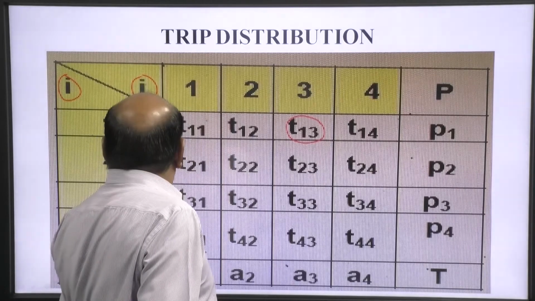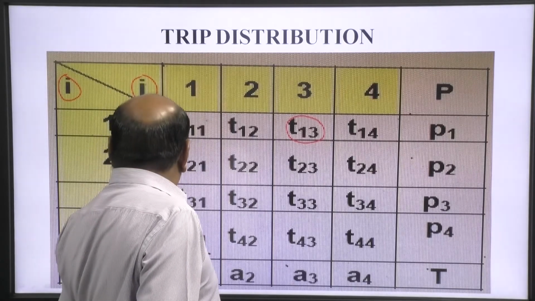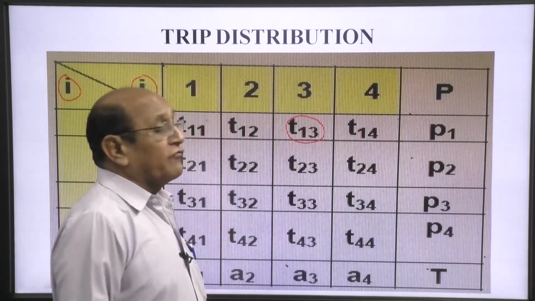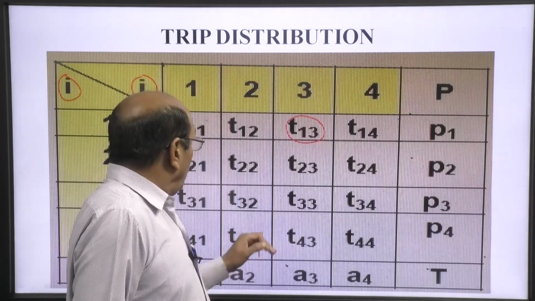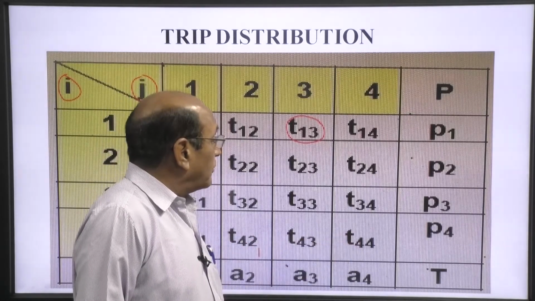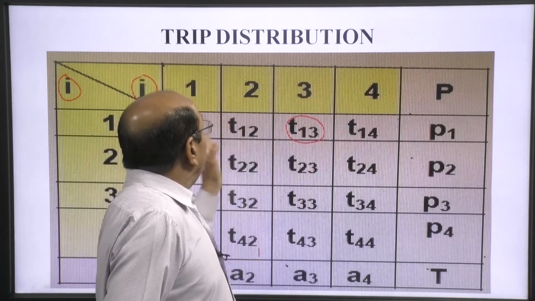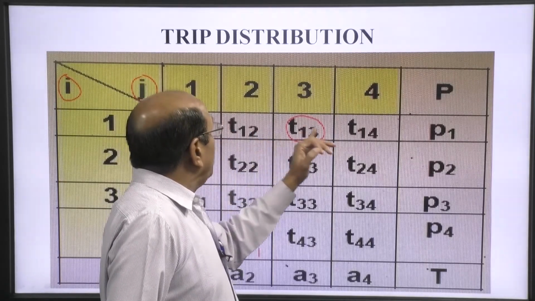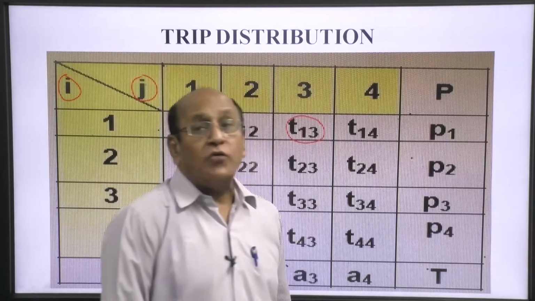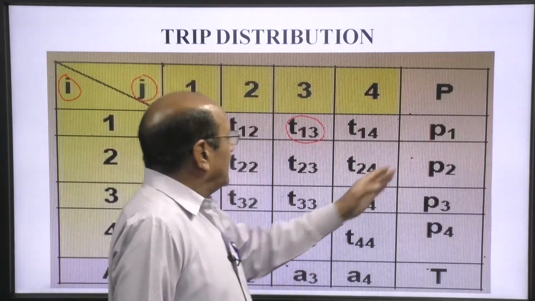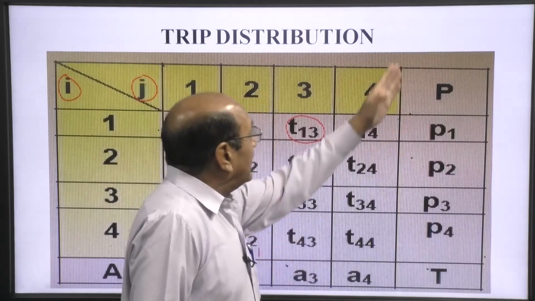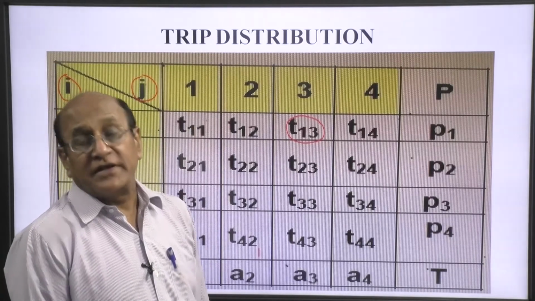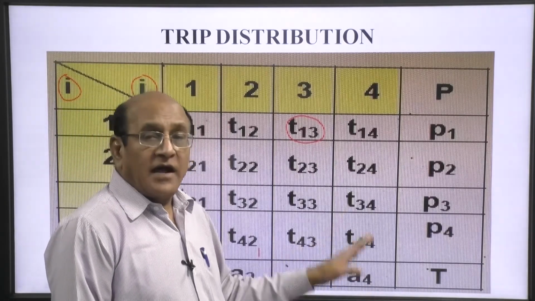Now, come to zone 4. From zone 4 to 1, this will be T41 and likewise T42, T43, T44 and summation of all these attractions. T11 plus T12 plus T13 plus T14 will be equal to P1 and likewise P2, P3, P4, and the summation of all these is the total number of trips generated or attracted.